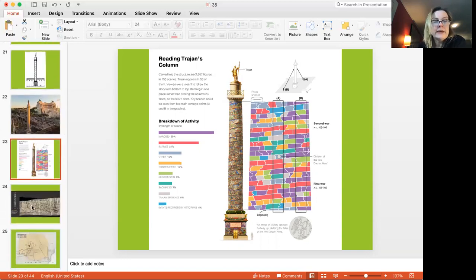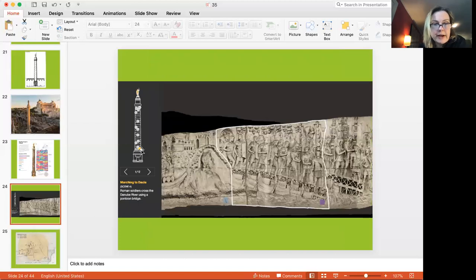So let us take a quick look at what kind of scenes we are seeing here. What does this actually look like? So here we are. This is relatively low on the column. This is the beginning of the first Dacian War. And what we see here is a river god, and this is a river. You can see the waves here. The Roman soldiers are marching across what is essentially a pontoon bridge, right? When you put lots of boats next to each other and thereby create a bridge. And so there they are marching into Dacia.